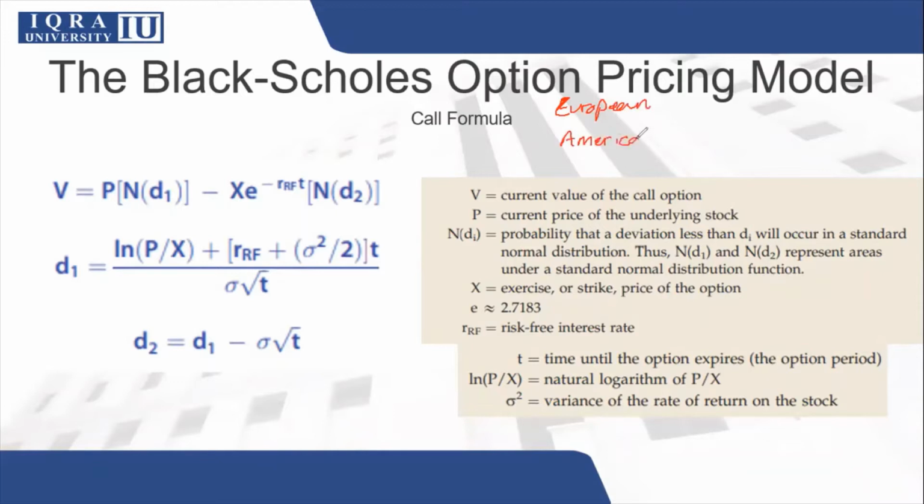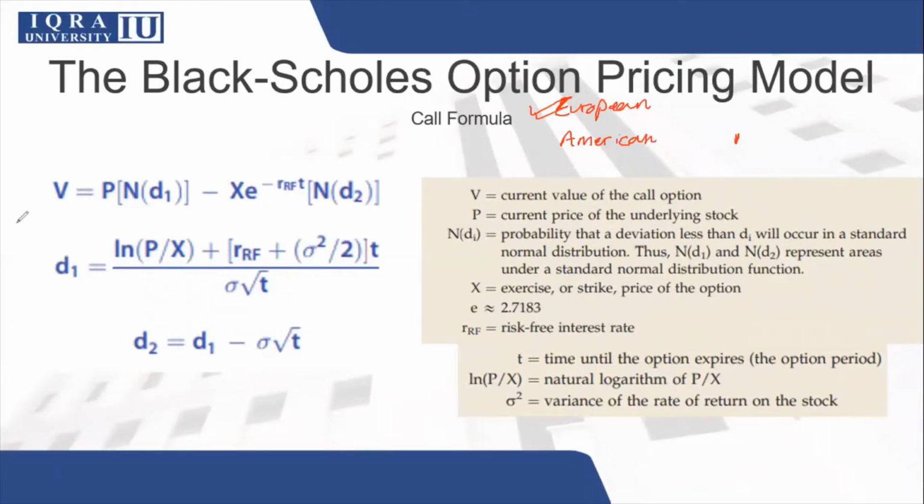Now, what is the difference between the two? Basically, European options can only be exercised on a particular date, whereas American options can be exercised anytime till that date. So European can only be exercised on one particular date, whereas American can be exercised on multiple dates till the date on which the option is going to expire. So you can only calculate European option prices using this formula.